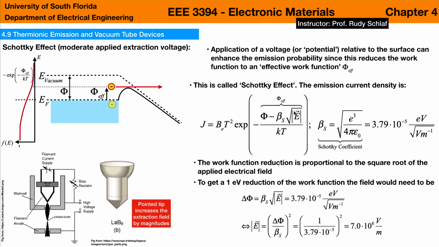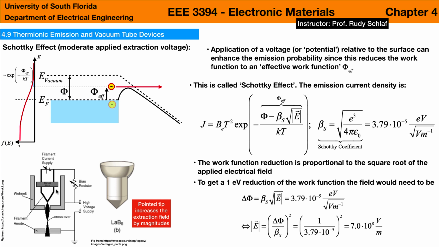Another thing we can do to encourage electrons to leave an electrode is to apply a strong electrical field to it, and this is called the Schottky effect. The Schottky effect is often used in electron microscopes where it's important to get a strong electron beam, a high current electron beam. And so here you see a typical setup of an electron gun in such a microscope.